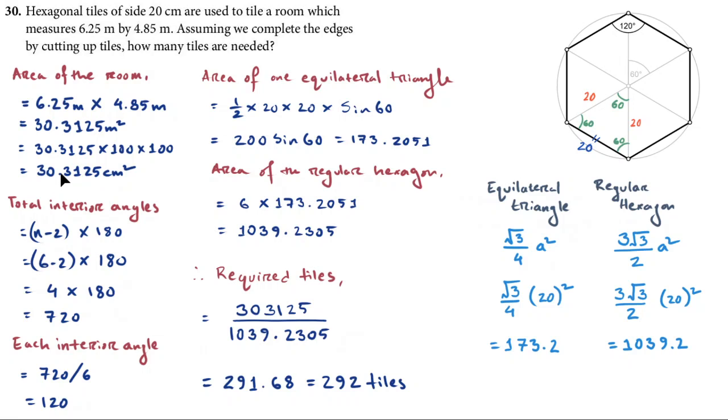Sorry, there will be no point over here. That's a mistake. It will be just 303125. There will be no decimal point over here.